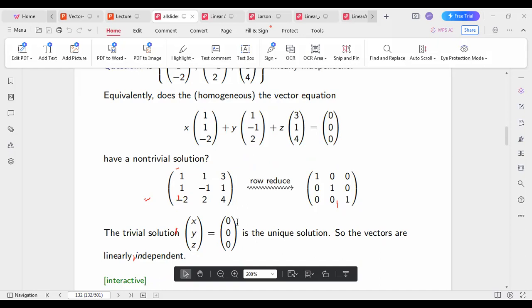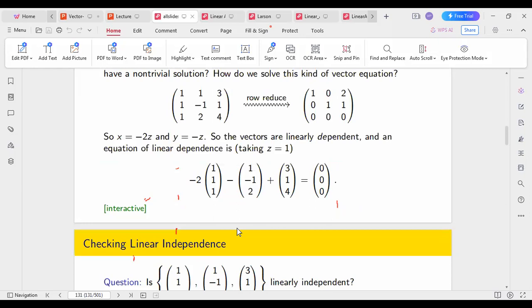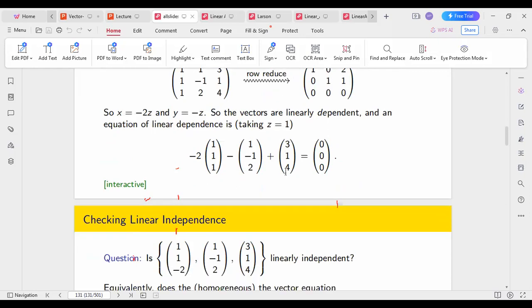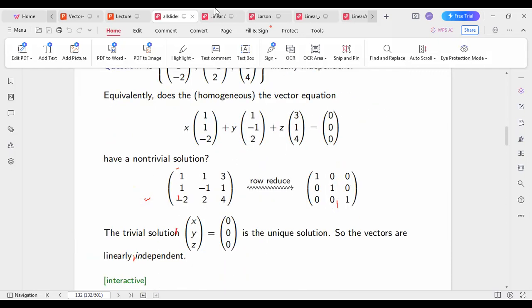Because these three scalars are 0. If all scalars are 0, then the vectors are said to be linearly independent. But in the previous examples, all scalars were not 0. This is why they were linearly dependent.